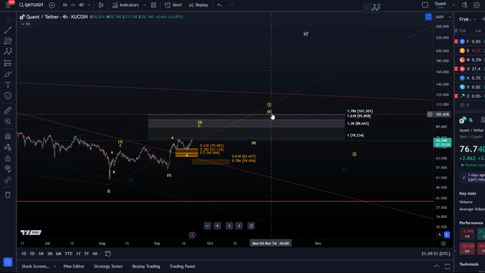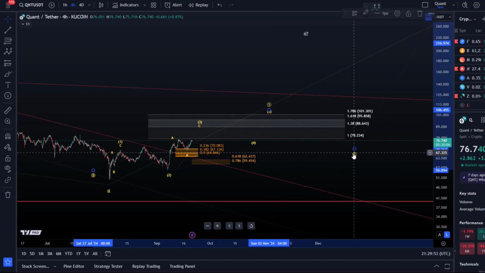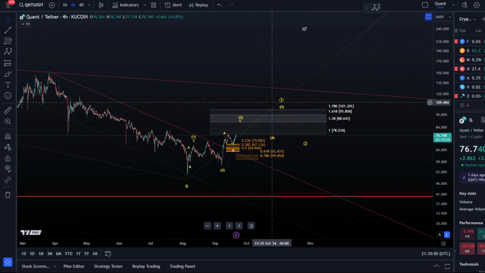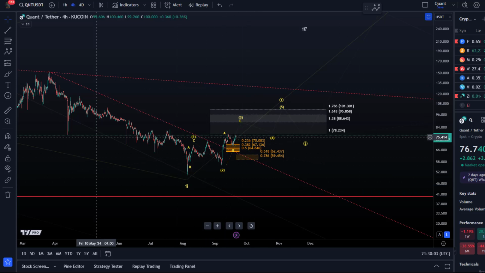And when I get these 5 waves up, I can add the next support area here for circle 2, which should then ideally hold a higher low. But only when we get the 5 waves up, we have very clear probabilities. So that's the idea about QNT.